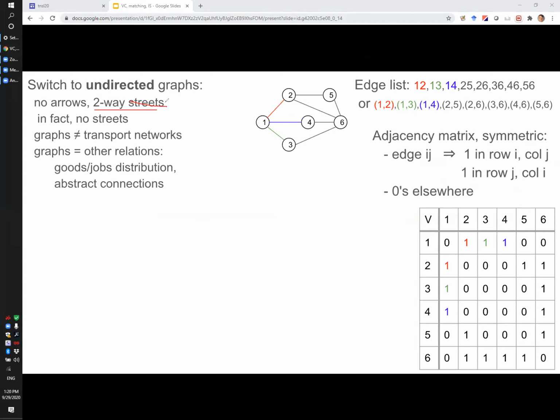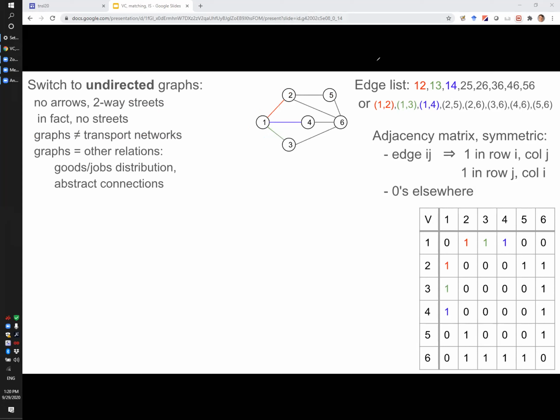But really, we will not be talking about streets or any other transportation-like things in the graphs. So our graphs, instead of representing transportation networks, will just represent some relations among nodes. So think like in a social network. So nodes could be people, connections could be mutual friendships among them, and so on. Or the nodes could be some goods, could be some jobs, and certain things are connected among themselves, and these connections are indicated by the edges in the graph.